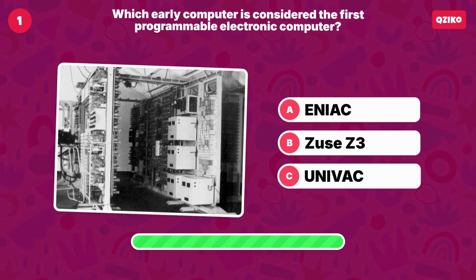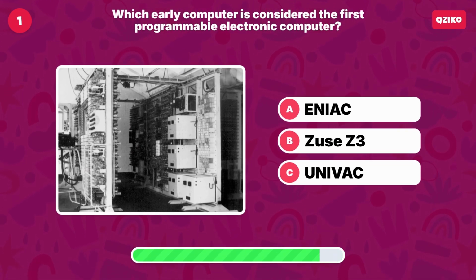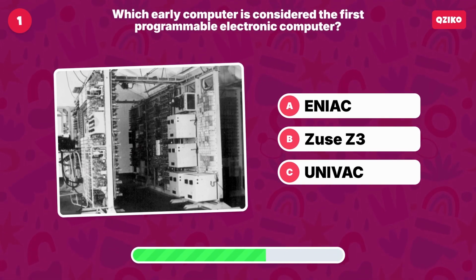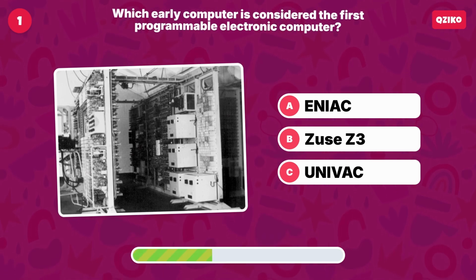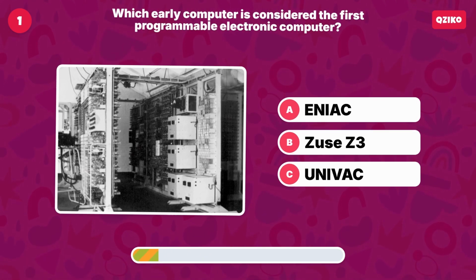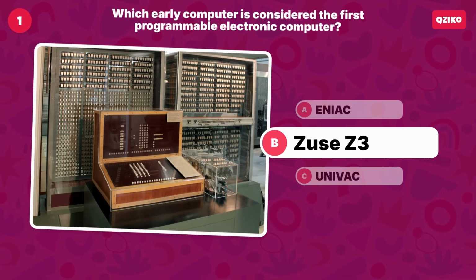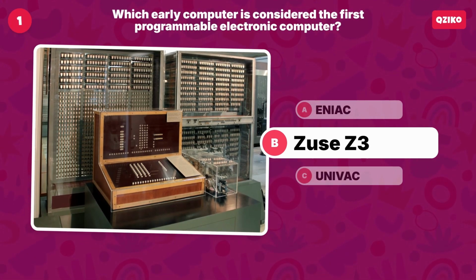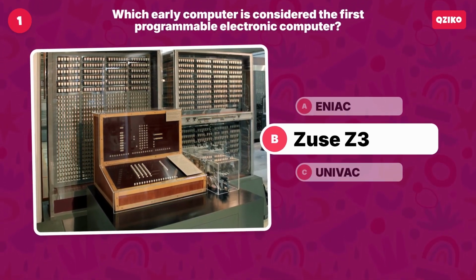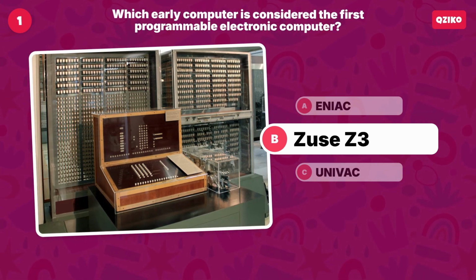Which early computer is considered the first programmable electronic computer? ENIAC, ZEUS Z3, or UNIVAC? The ZEUS Z3, built in 1941, is regarded as the first programmable electronic computer.